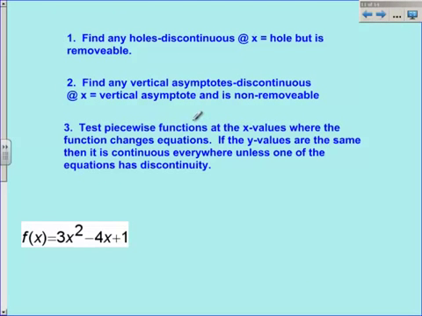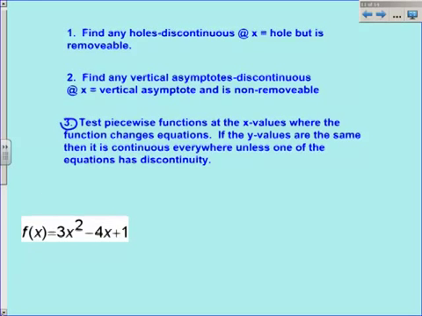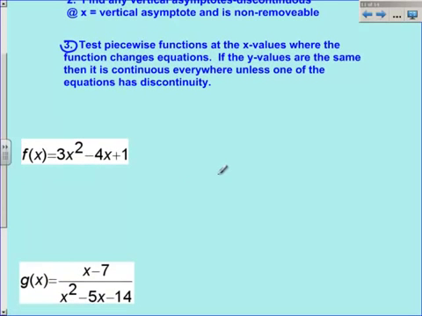So here's what you want to do when you're asked for discontinuities. You've got to find holes, which are discontinuous at that hole but removable. And you do that by setting the bottom equal to 0 and seeing if there's a common factor in the top and bottom. For vertical asymptotes, you still factor and see when the bottom's 0, but you'll find there won't be a common factor. Piecewise functions, kids really struggle with those. You just got to check the x values where the function breaks.